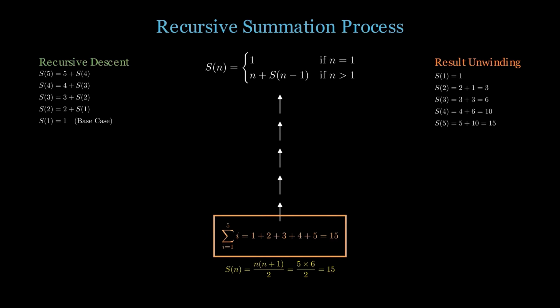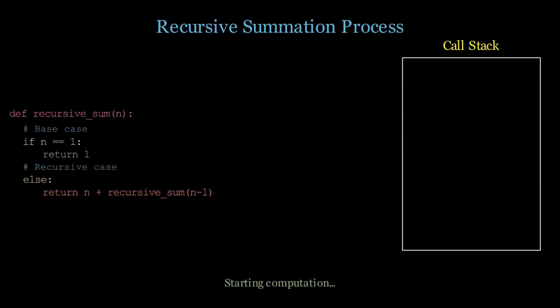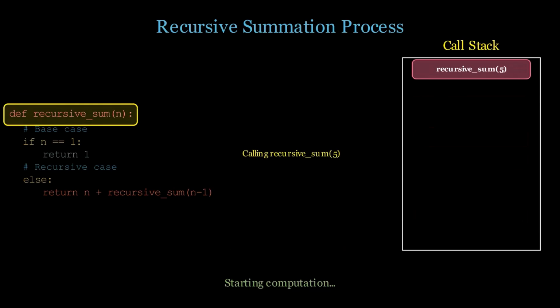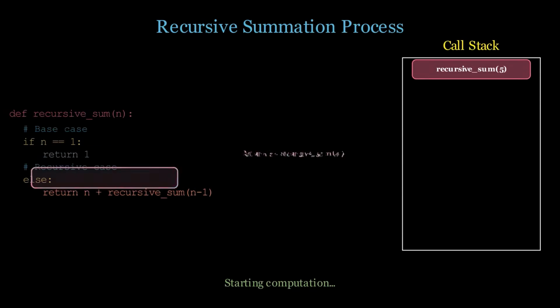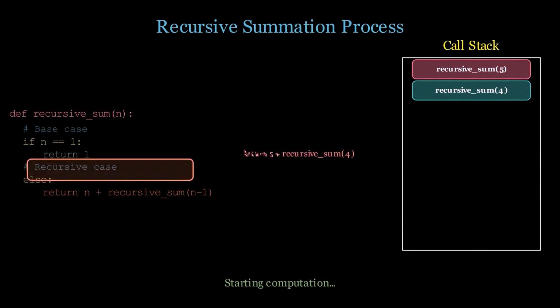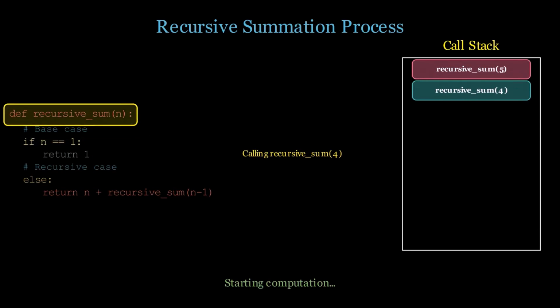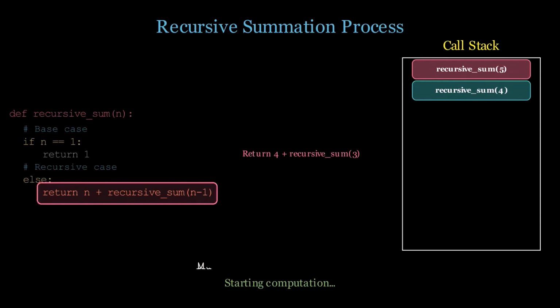Let's visualize this process of unfolding and folding in a call stack. Example, sum of 5. Let's see how the call chain works for calculating sum of 5. Sum of 5 is called into the stack. It checks if it's a base case, then computes 5 plus sum of 4. Sum of 4 is called into the stack. It checks if it's a base case, then computes 4 plus sum of 3.